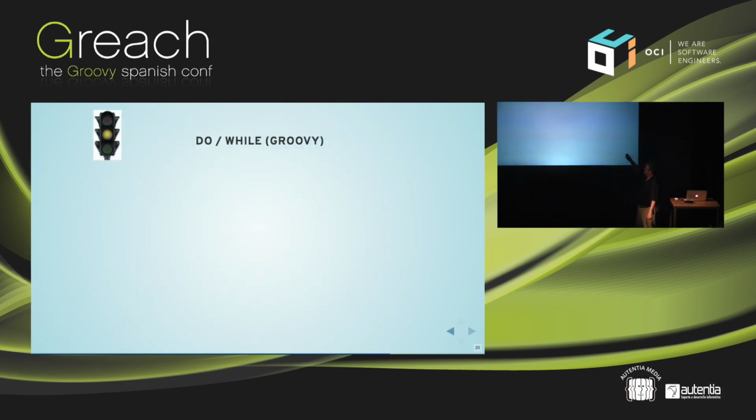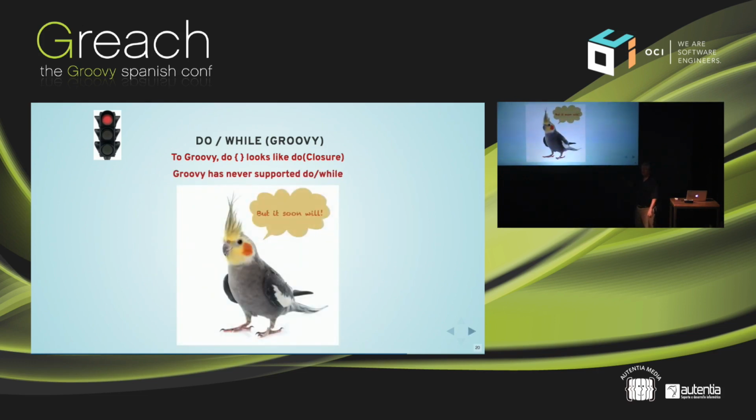And the reason is in Groovy, do curly brace, close curly brace, looks like I'm saying do and then passing a closure, and it's like I don't know what to do with this, so it doesn't work currently. It's never supported the do-while. But the Parrot grammars are introducing do-while. For the first time, Groovy will have do-while, and this will go away as soon as we get to Groovy 3.